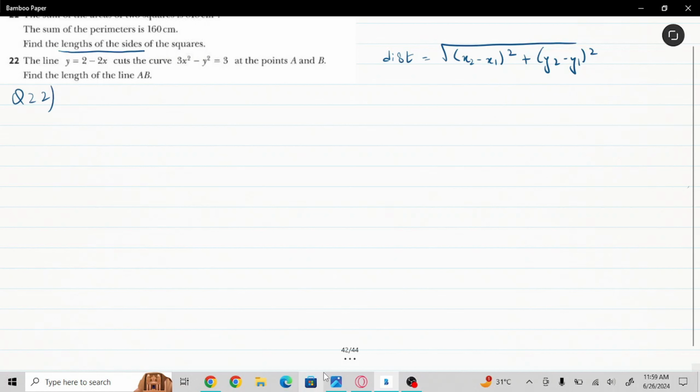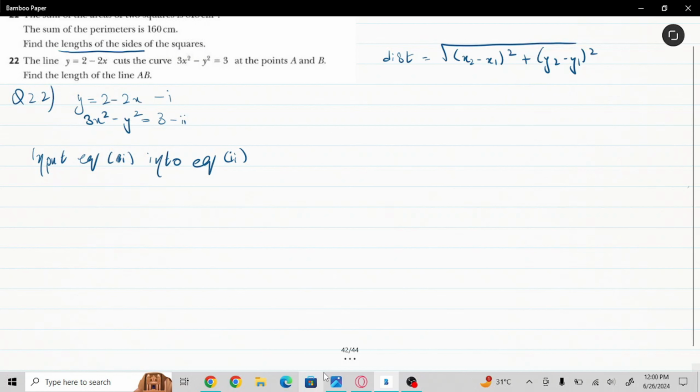So question number 22, we have the line y is equal to 2 minus 2x, which is equation 1, and the curve 3x squared minus y squared is equal to 3. This is equation number 2. And what we are going to do is simply put equation 2 into equation number 1. Oh, I just switched up the values. We are going to put equation 1 into equation number 2.